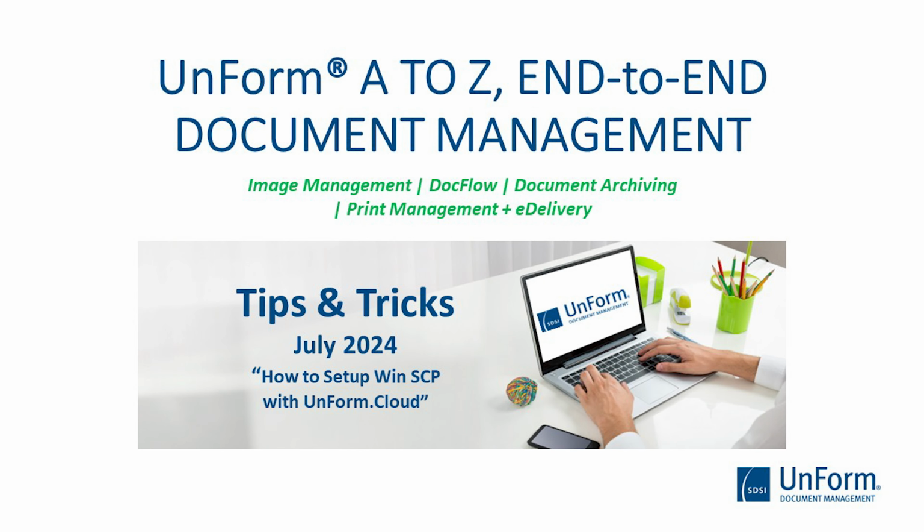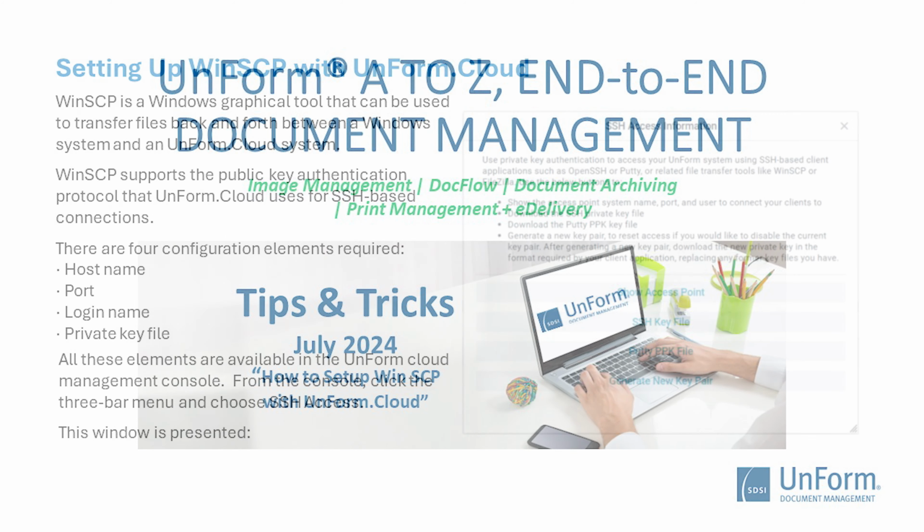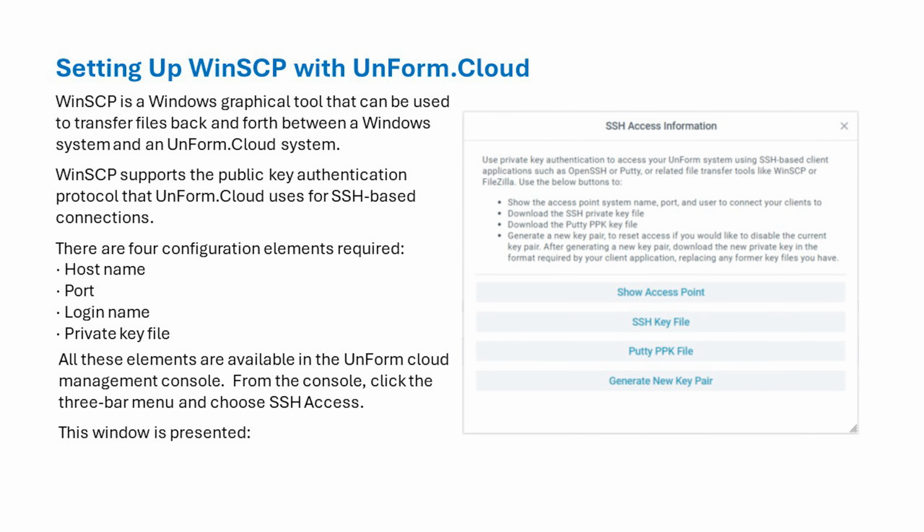This month we will learn how to set up WinSCP with UnForm.Cloud. WinSCP is a Windows graphical tool that can be used to transfer files back and forth between a Windows system and an UnForm.Cloud system. WinSCP supports the public key authentication protocol that UnForm.Cloud uses for SSH-based connections.